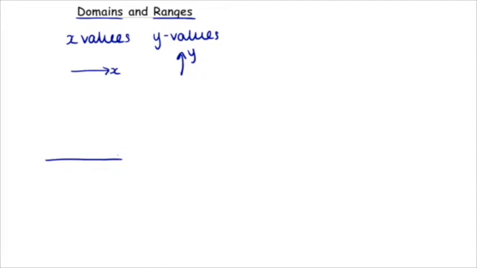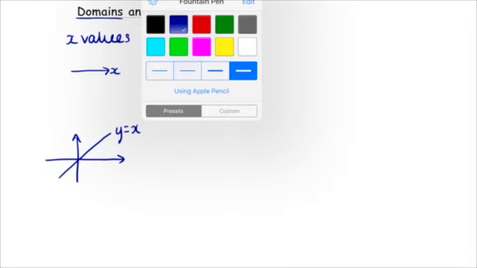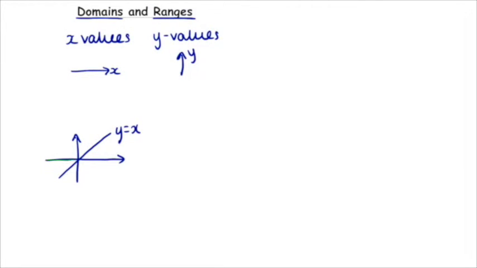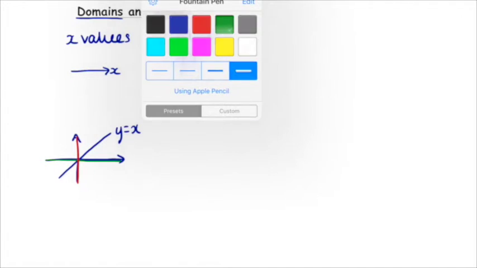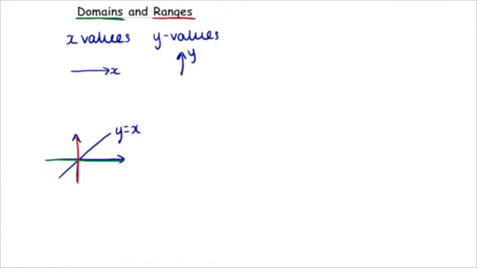So for example, if I had the graph of a straight line, y equals x, the domain is just saying what is happening on the x-axis, and the range is saying what's happening on the y-axis. So we've got the range and we've got the domain. So for the graph of y equals x, the x values that go into that function could be anything at all. So any value of x could go in there.